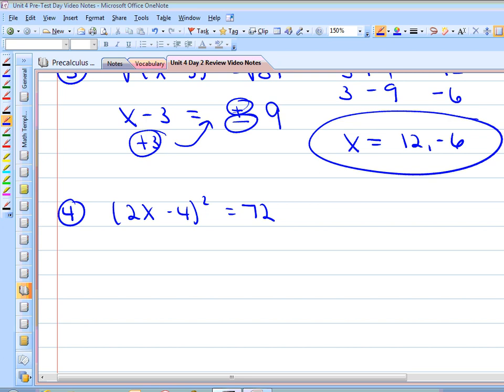All right, here we go with number 4. Again, we're still extracting square roots, so we're going to take our square root and take our square root.